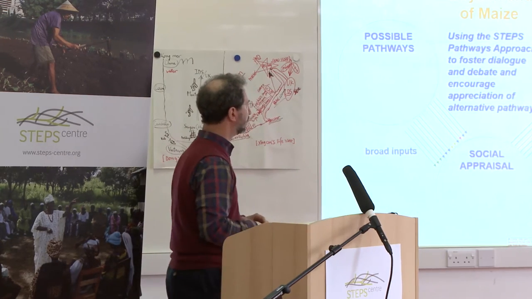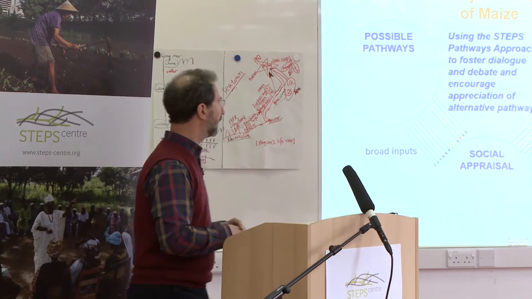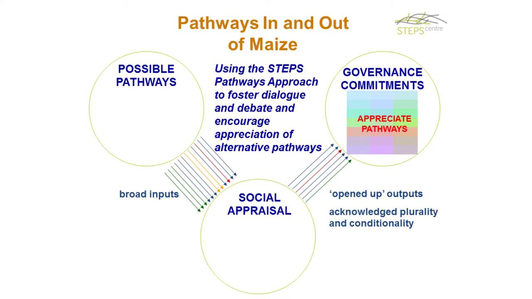So you recall we talked about the opening up and broadening out at the start, using this pathways approach to foster some kind of critical reflection, dialogue, debate about those pathways, getting people to appreciate a wider set that are available, opening up the outputs, acknowledging that plurality and conditionality that Andy described, and thinking about the governance commitments for ways forward of who does what, who takes action, where does the investment go to appreciate that wider set of pathways.